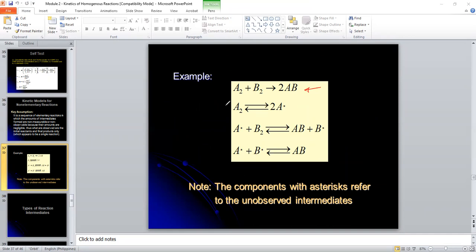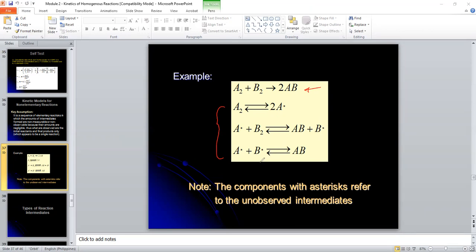Together with this overall reaction, you are given this reaction mechanism, and that is A sub 2 reacts, or rather decomposes, to form 2A asterisk, in this reversible reaction. And in this formation of 2A asterisk, A asterisk reacts with another species, which is B sub 2, to form AB, the product AB here, and another intermediate, which is B asterisk. The components, by the way, which have the asterisk, are what we call intermediates.